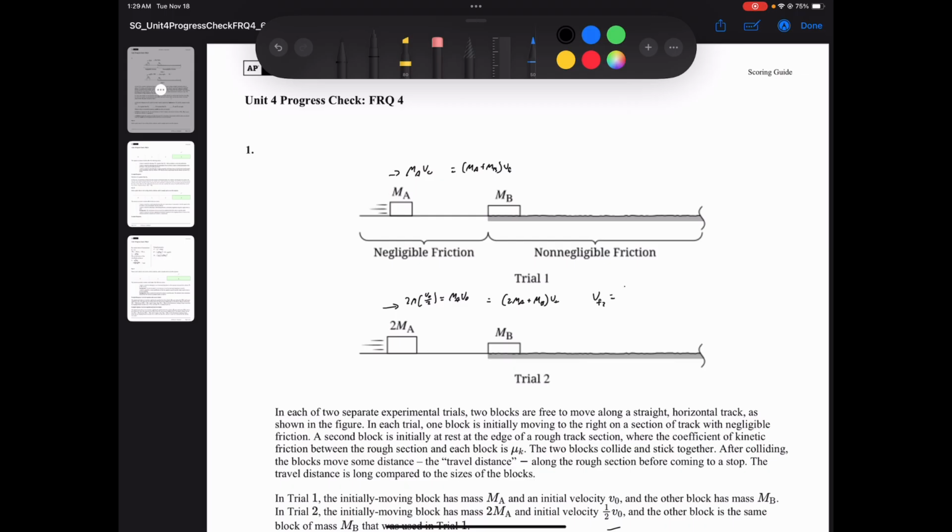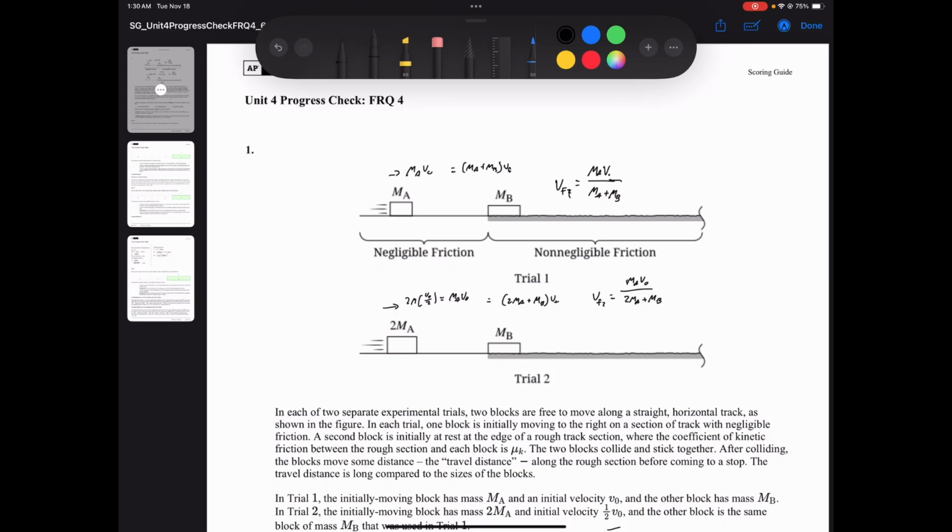So vf here, I have ma v naught divided by 2ma plus mb, but the final velocity over here, or vf1 I should say, is going to be ma v naught over ma plus mb. Okay, so this system in trial 2 is going to be traveling more slowly than in trial 1.